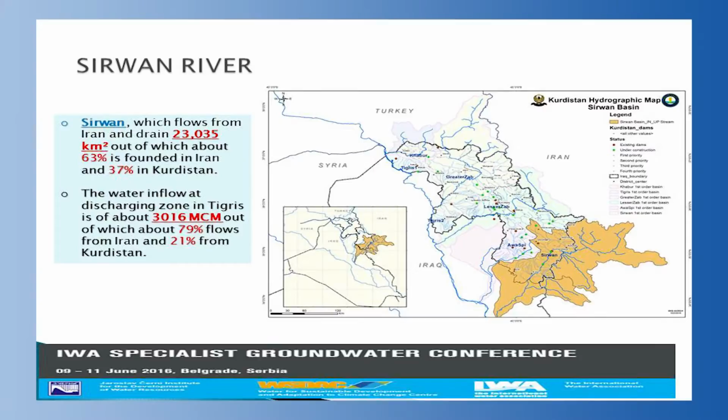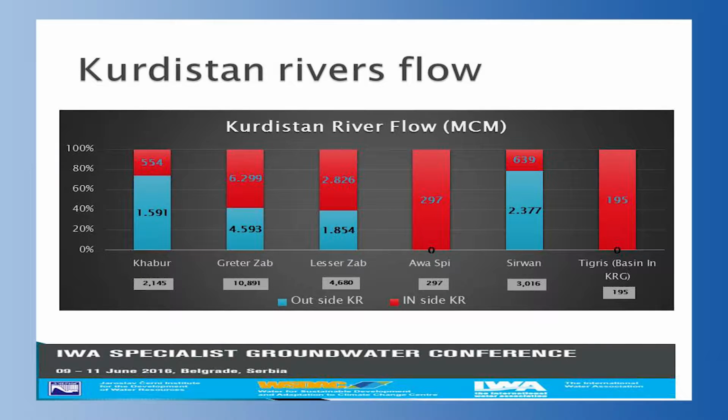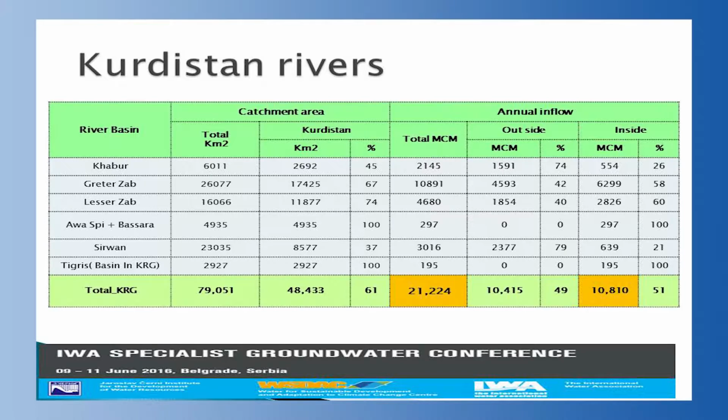And finally, Sirwan River covers an area of 23,035 square kilometers, 63% of this area in Iran, and the rest in Iraq. The annual discharge is 3,016 million cubic meters. This slide shows the percentage of these catchments inside and outside Kurdistan, and this slide summarizes the total flow and its percentage in Iraq and Kurdistan region.